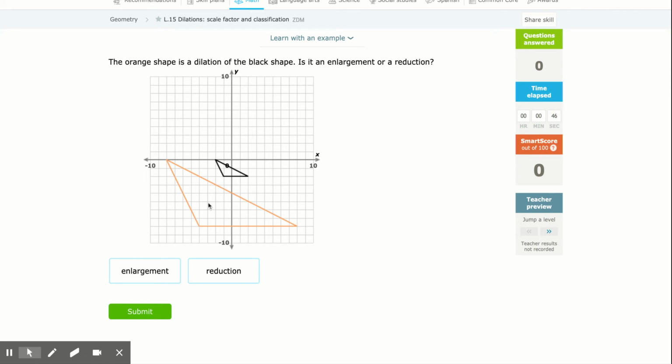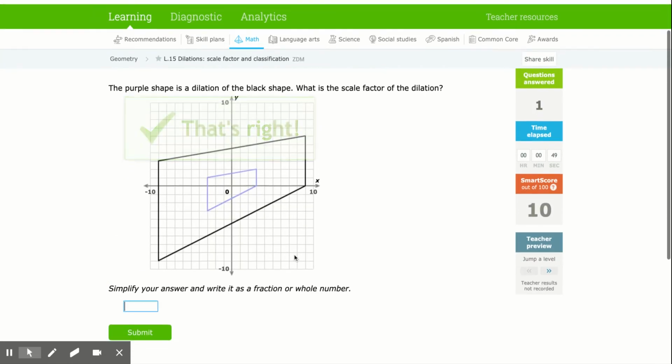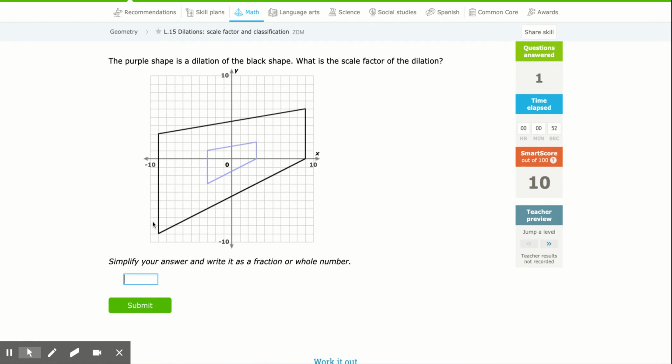So I go from the smaller to the larger, that's an enlargement, right? So if I go from the black one, which is a larger shape, to the smaller one, the purple shape is a dilation of the black shape, then it's a reduction. I've reduced. Oh, well, actually, we're already on to finding the scale factor. The best way to find the scale factor is this.